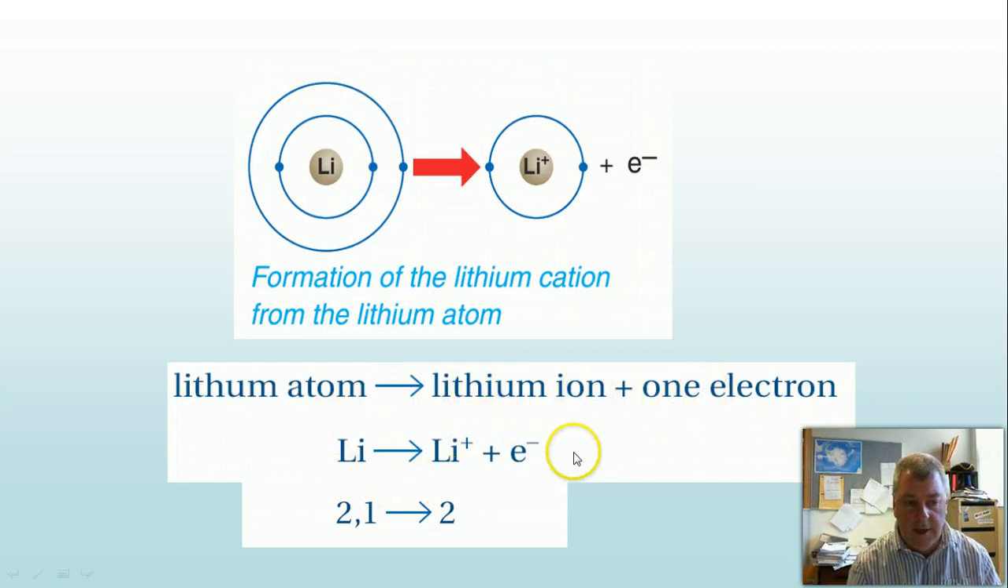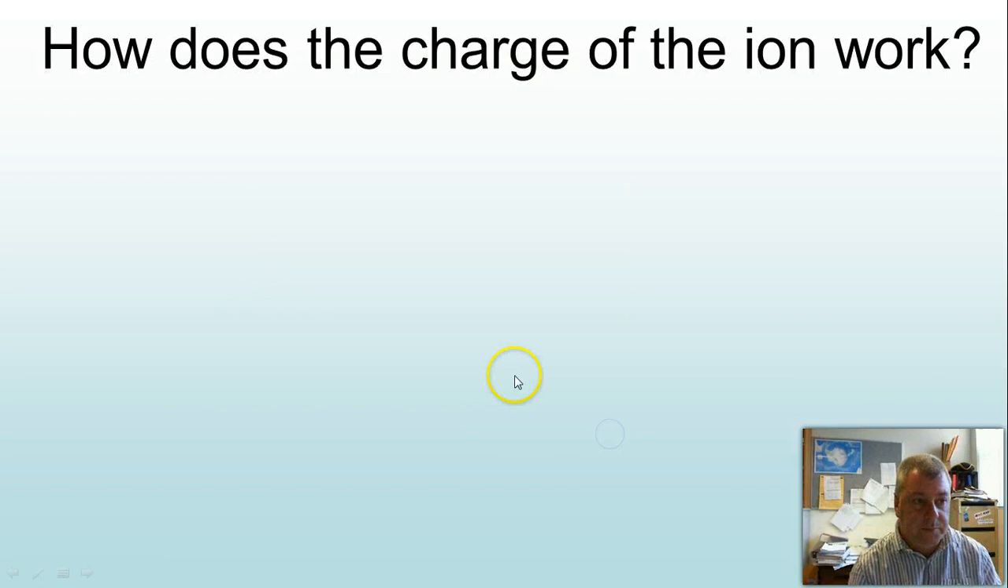This is how we'd write it as an equation, and we're going from a 2,1 configuration to a 2. Notice here that lithium is neutral, so there's no charge. Here we have +1 charge and -1 charge, so these 2 charges cancel. So in this equation it's charge balanced. We're not creating or destroying any charge, because we're not creating or destroying any electrons, we're just moving them around a little bit. So this equation is charge balanced.